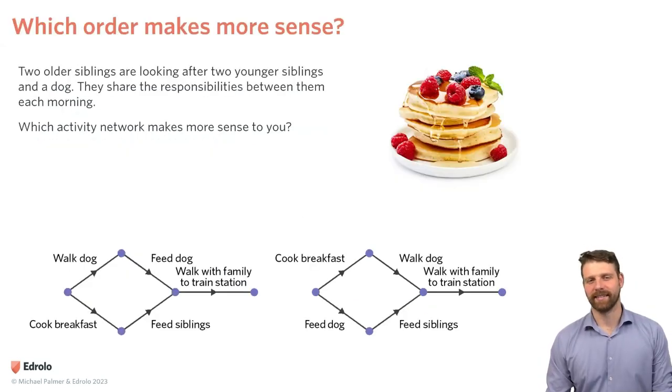2 older siblings looking after 2 younger siblings and a dog. They share the same responsibilities between them each morning. So they've got to walk the dog, feed the dog, walk to the station with their family, cook breakfast, and feed siblings. Which one of these 2 activity networks do you think makes more sense for the family to do?